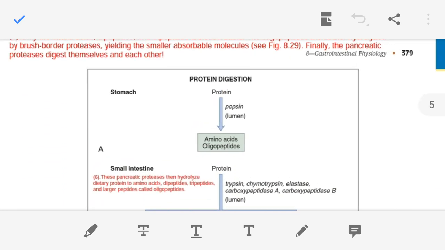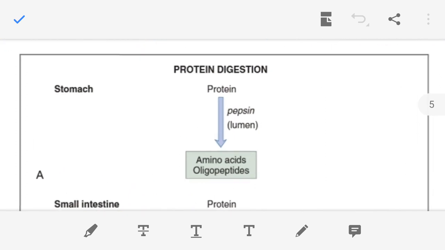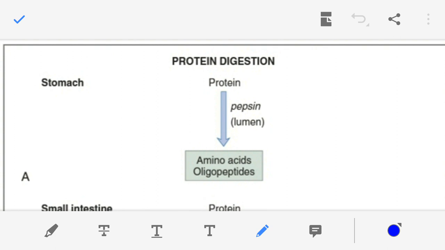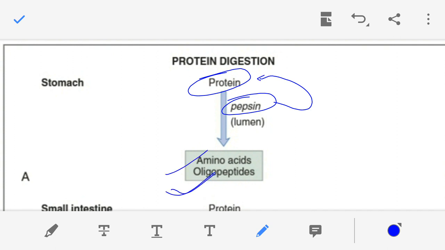Now here you see protein digestion in the stomach, the lumen of the stomach, protein, pepsin is acting on protein, so amino acids and oligopeptides are formed.